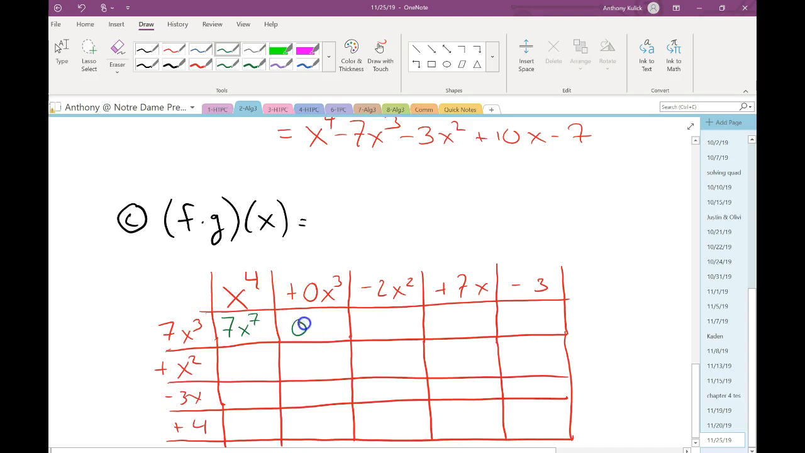And then we have 0x to the 6th, negative 14x to the 5th, 49x to the 4th, and then negative 21x to the 3rd. Notice if I look at the exponent as I move from left to right, what do you see going on with the exponent? Goes down by 1 each box. Very good. And now I'm just going to continue filling in each row.